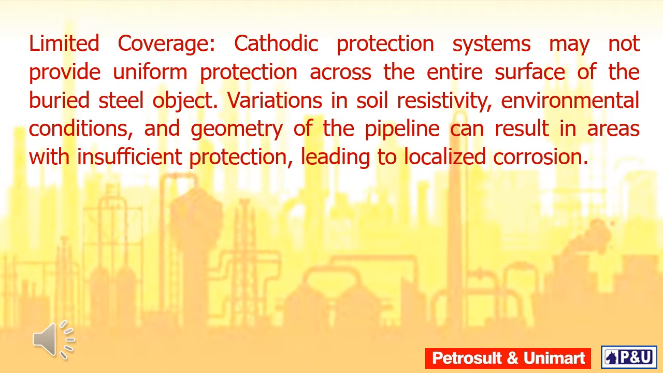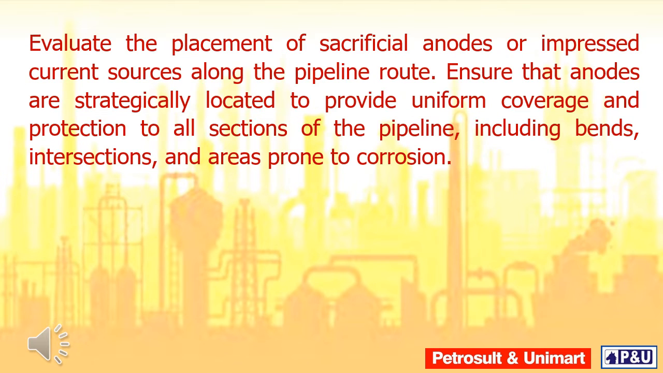Limited coverage. Cathodic protection systems may not provide uniform protection across the entire surface of the buried steel object. Variations in soil resistivity, environmental conditions, and geometry of the pipeline can result in areas with insufficient protection, leading to localized corrosion. Evaluate the placement of sacrificial anodes or impressed current sources along the pipeline route. Ensure that anodes are strategically located to provide uniform coverage and protection to all sections of the pipeline, including bends, intersections, and areas prone to corrosion.